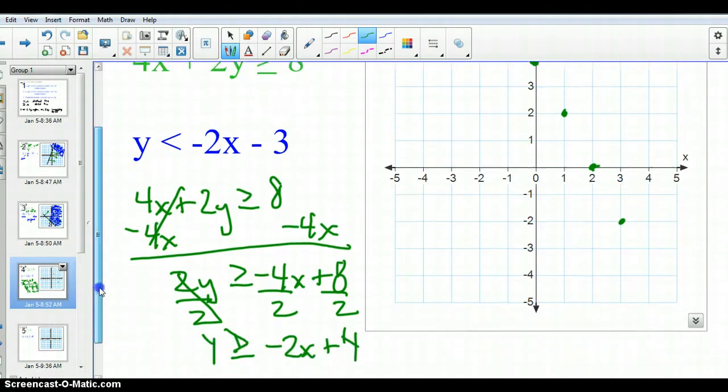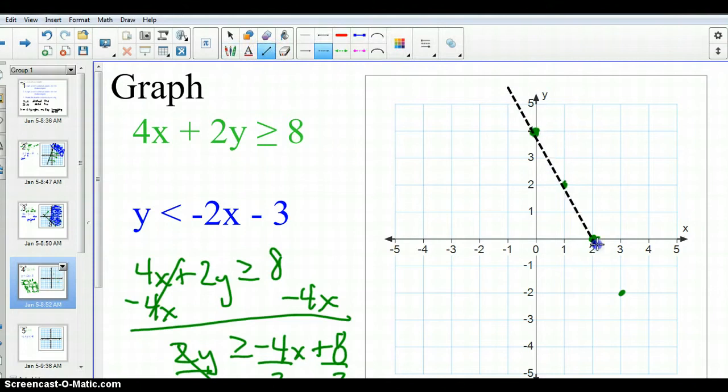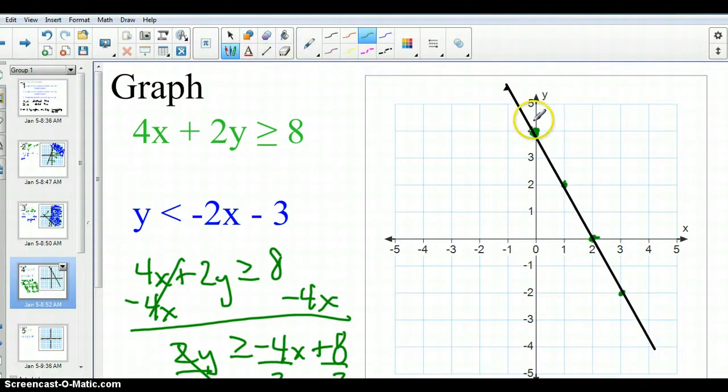Now if I look back at my inequality, it's going to be a solid line. Sorry, that should be a solid line. Then where are the numbers greater than it? Numbers greater are above that line. So this way.